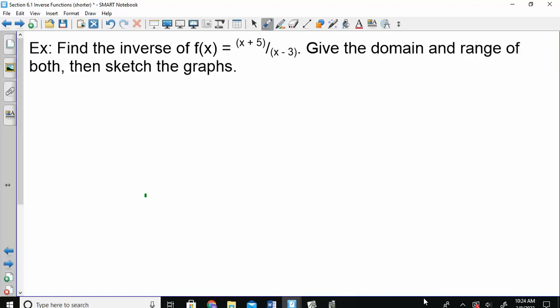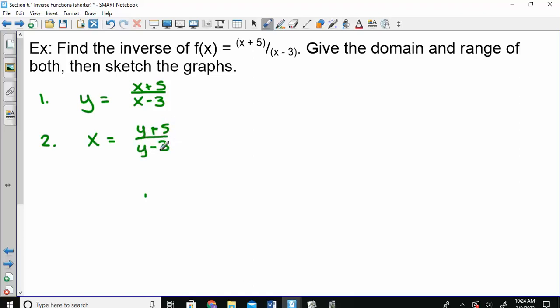So f of x equals x plus 5 over x minus 3. So finding the inverse. The first step is, instead of f of x, we have to write y. Then what do we do? Switch all the x's and the y's. So the y becomes an x and the x's become y.